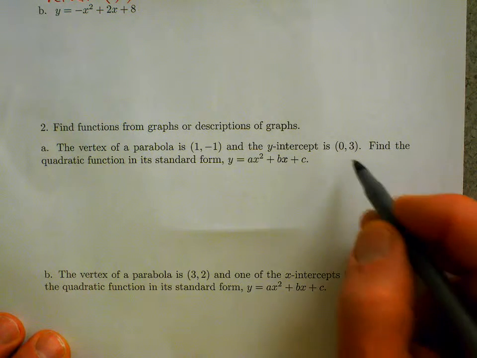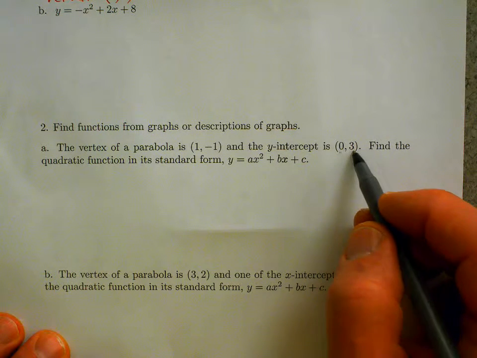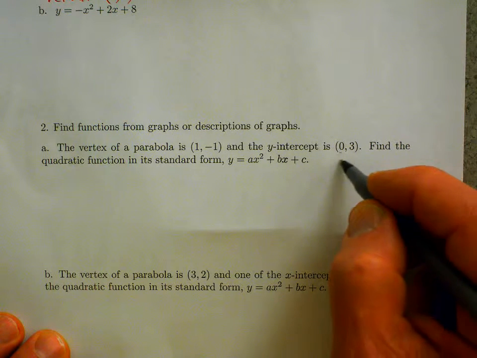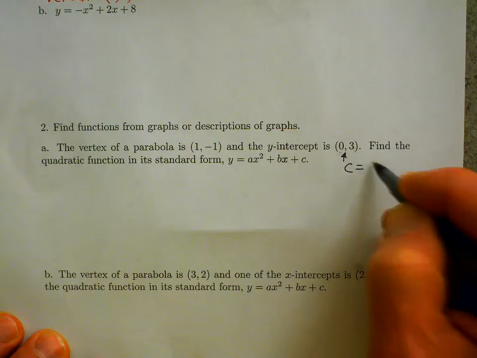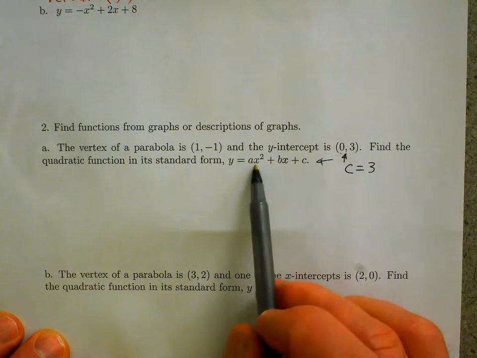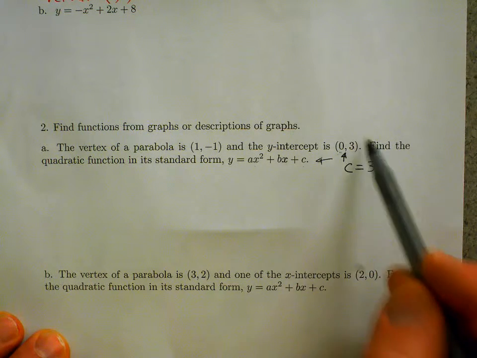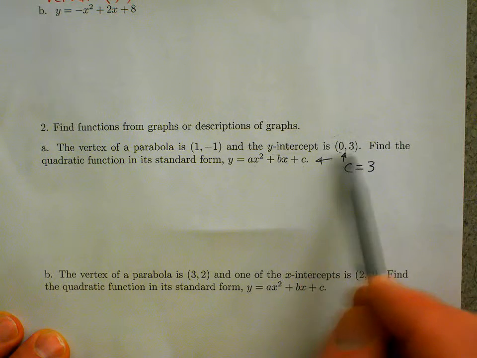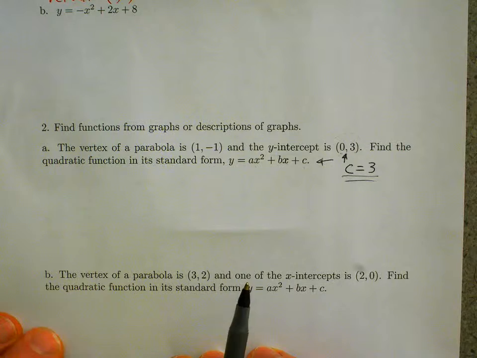Okay, so since the y-intercept is (0, 3), that must mean that the value of c is 3. Because when x is 0, the y-coordinate is c, and we're given that information. So the y-intercept is (0, 3). That means c is equal to 3. Yeah, that's a good start.